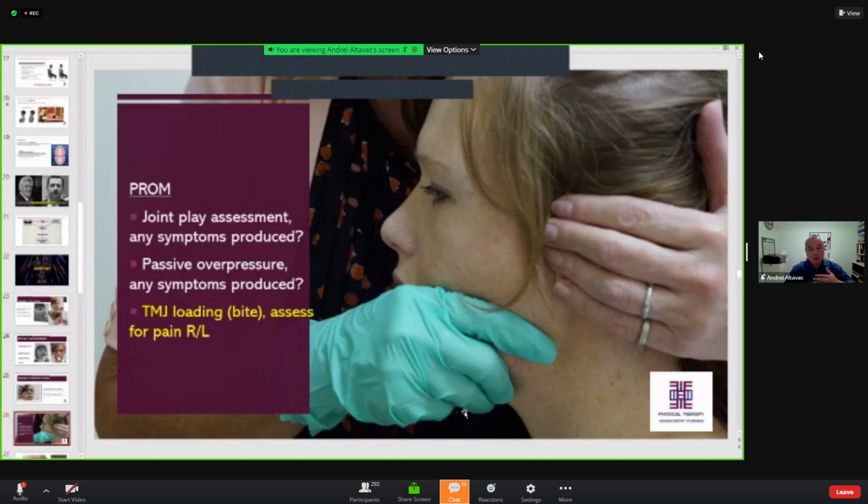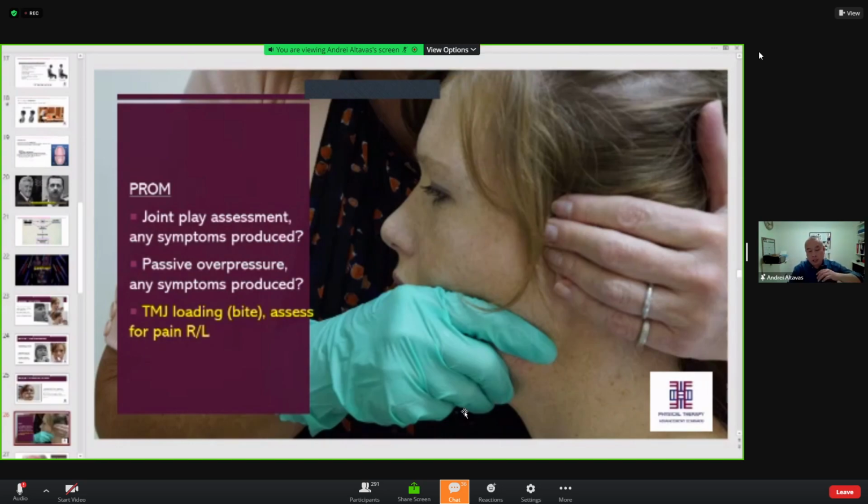The purpose of doing a joint play assessment is to appreciate movement and, most importantly, to find out if symptoms are produced when we do a joint assessment. Passive overpressure is also a part of the passive range of motion assessment. By doing overpressure, you can load the TMJ, and then you can assess for pain in both directions.